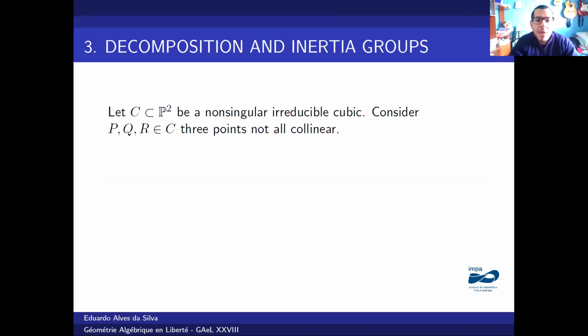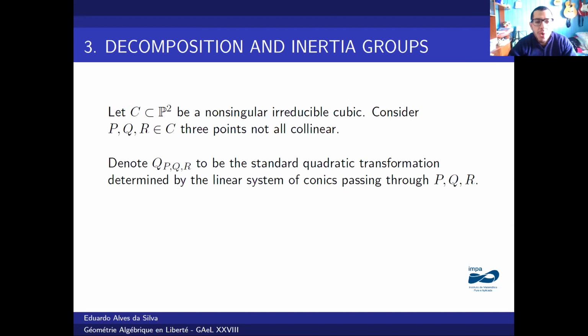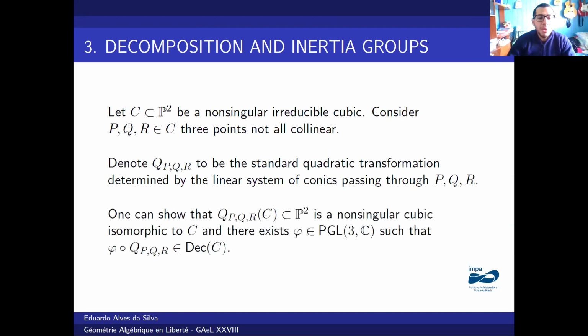Let C be a non-singular irreducible cubic. It will have genus 1. Consider P, Q, R three points not all collinear, and denote by Q_PQR the standard quadratic transformation determined by the linear system of conics passing through P, Q, R. And one can show that the image of C through this map is also a non-singular cubic isomorphic to C, and there exists a linear automorphism such that the composition with this standard quadratic transformation belongs to the decomposition group of the curve.